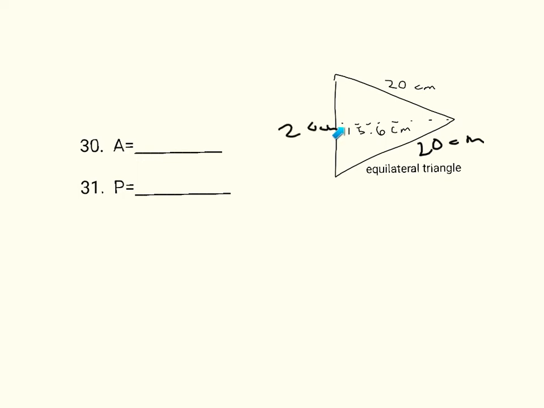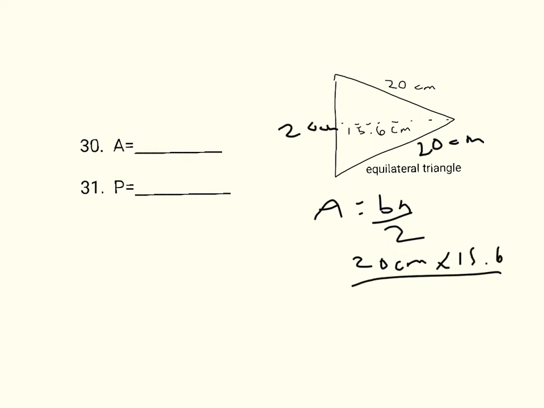We know the distance from this base to the opposite angle is 15.6. So the base is 20 and the height is 15.6. Area equals base times height divided by 2. So we're going to put in 20 centimeters times 15.6 centimeters divided by 2.